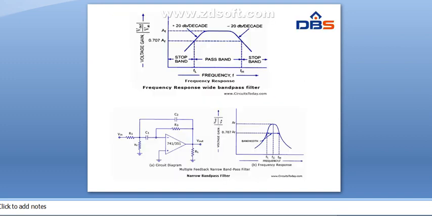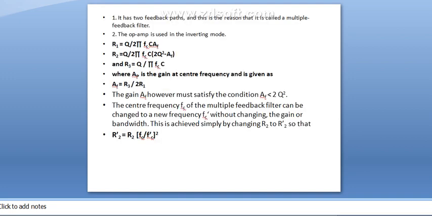So you see the circuit diagram of narrow band pass filter. Here for simplifying the calculations, choose C1 equal to C2 equal to C. To find R1, R1 is Q by 2 pi Fc C into AF, and R2 equal to Q by 2 pi Fc C into 2Q square minus AF, and R3 equal to Q by pi Fc C, and the gain is AF equal to R3 by 2 R1. So based on this, we can design the narrow band pass filter.